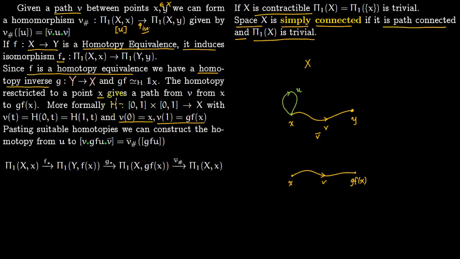More formally, you say it's a homotopy from interval times interval into the space X, such that h0 of t is v of t, h1 of t is again v of t, where t lies in the interval 0 to 1, and so v of 0 is x and v of 1 is gf of x. This is just the way to formally write it down. Now we can construct suitable homotopies from a loop u here to the corresponding loop gf of u here.